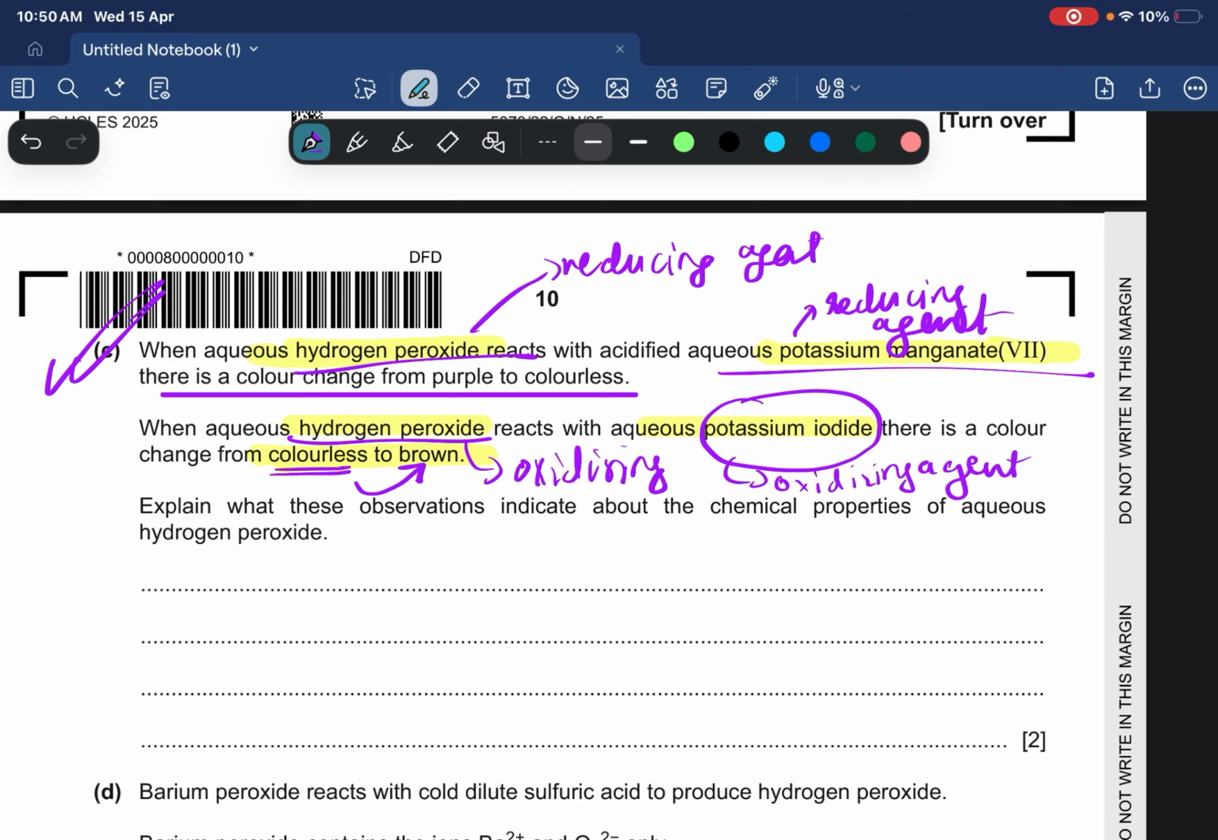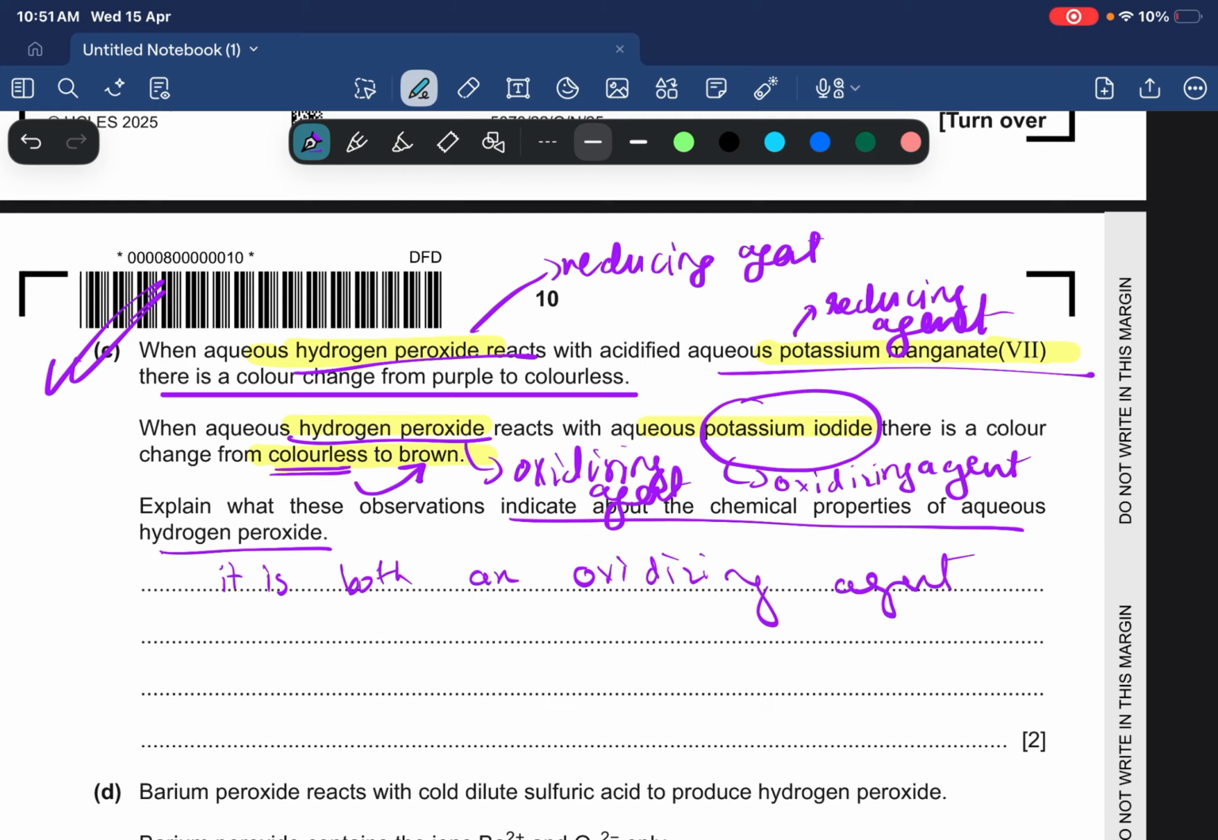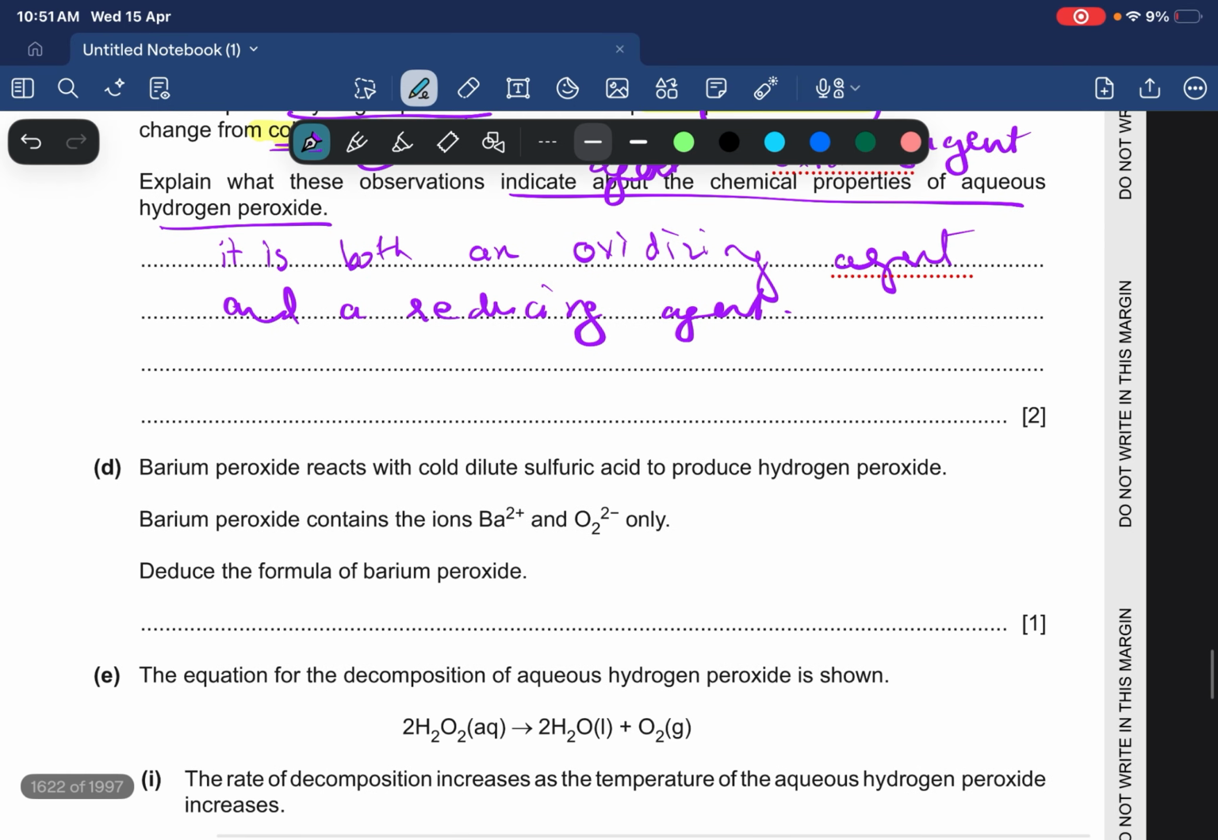So if it is both a reducing agent and an oxidizing agent, then what can we tell about the chemical properties of hydrogen peroxide? Simple. When we add it to KMnO4, it changes from purple to colorless. That means it's a reducing agent. When we add it to KI, it changes from colorless to brown. That means it's an oxidizing agent. So it is both an oxidizing agent and a reducing agent.